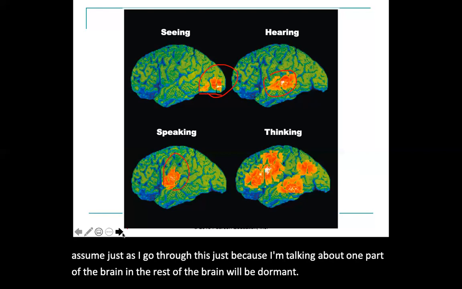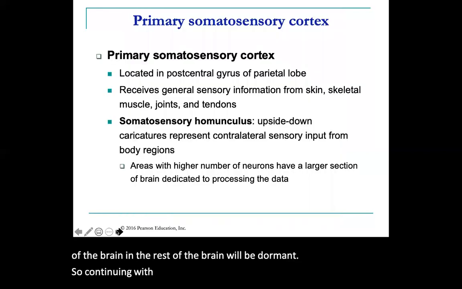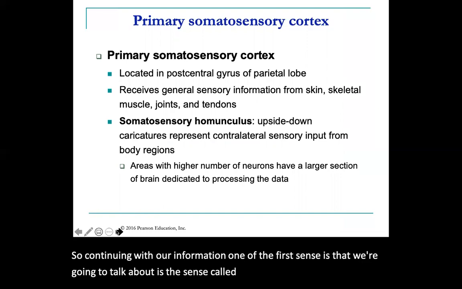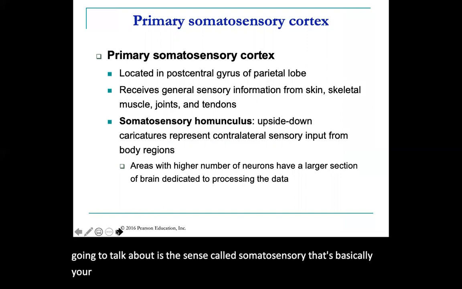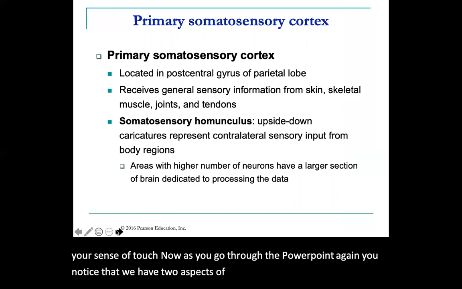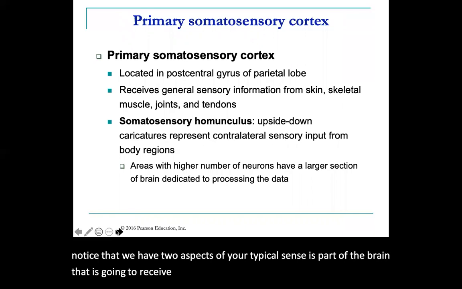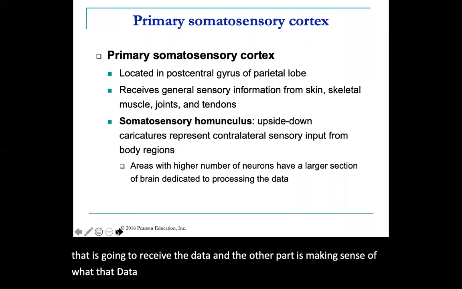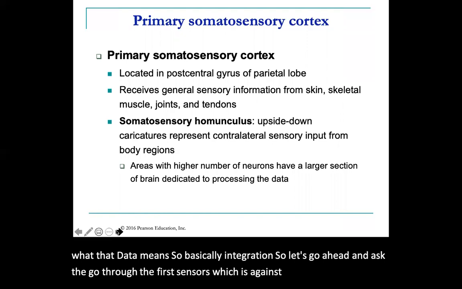So continuing with our information, one of the first senses that we're going to talk about is called somatosensory. That's basically your sense of touch. Now, as you go through the PowerPoint, you notice that we have two aspects of your typical senses: the part of the brain that is going to receive the data, and the other part that is making sense of what that data means, so basically integration. So let's go ahead and go through the first sense, which is again somatosensory, or sense of touch.